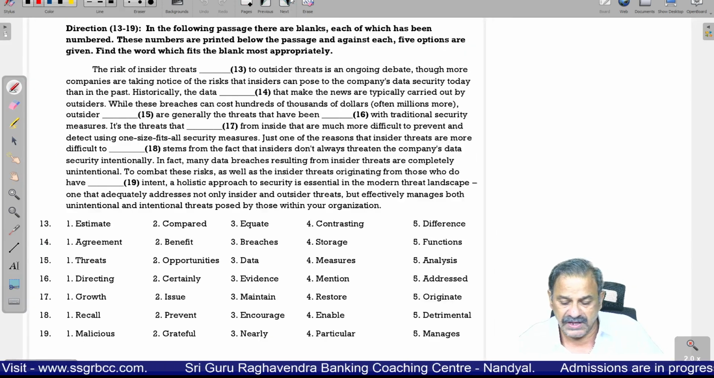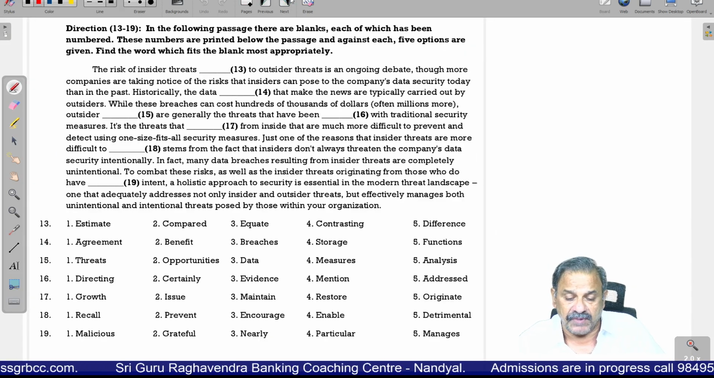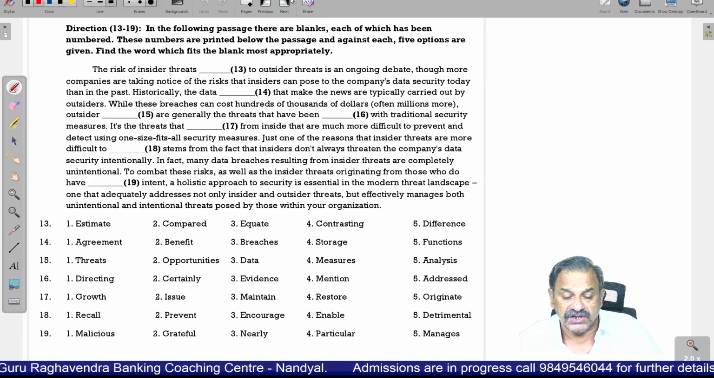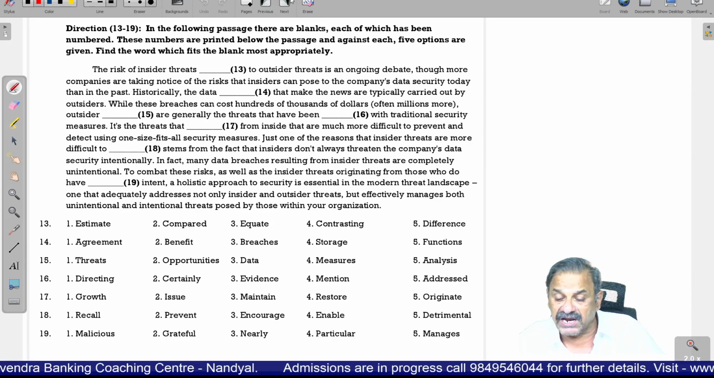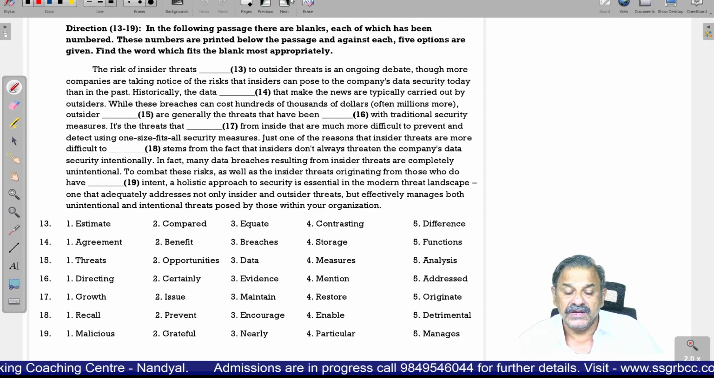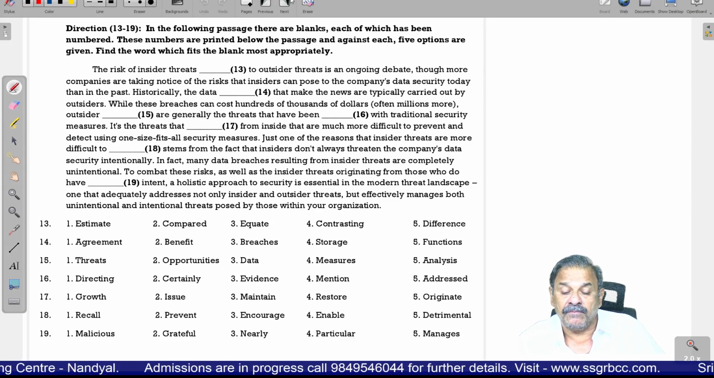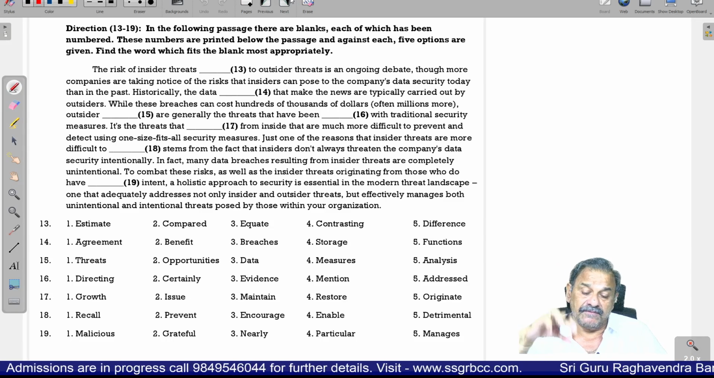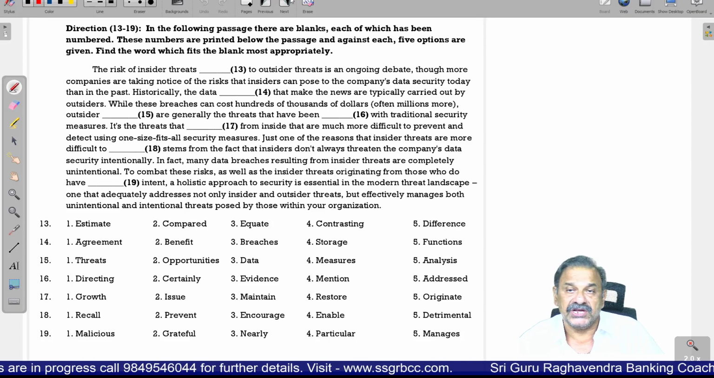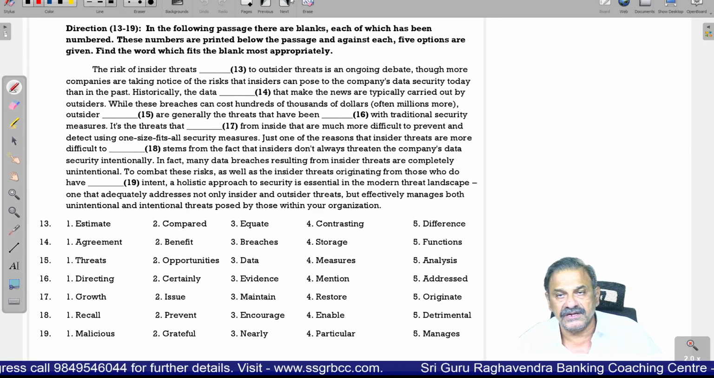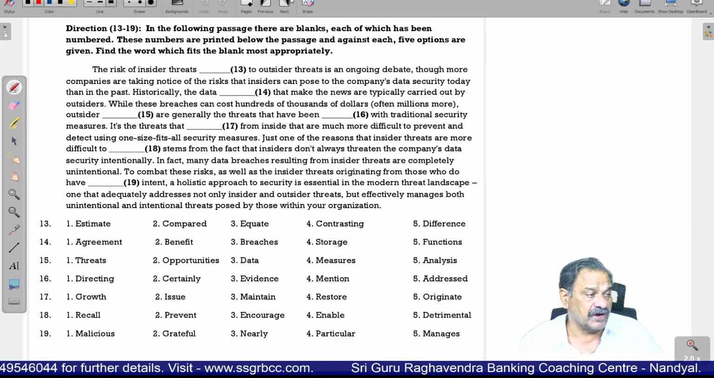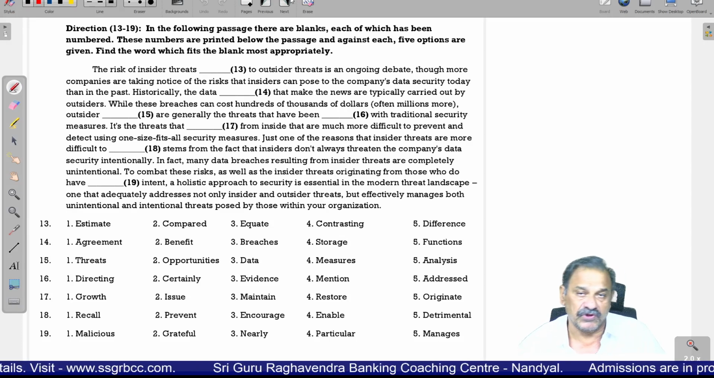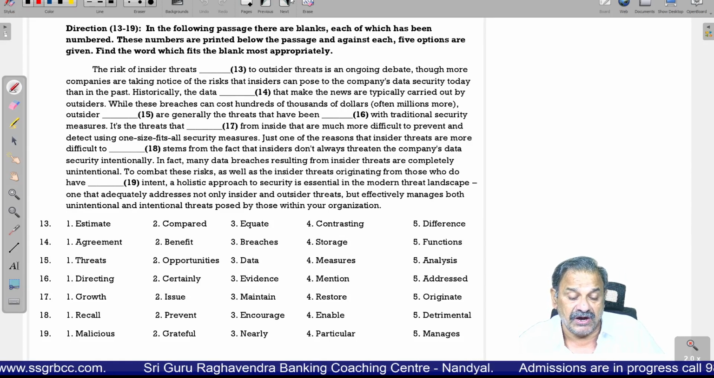Next, the cloze test. In the following passage, there are blanks, each of which has been numbered. These numbers are printed below the passage and against each, 5 options are given. Find the word which fits the blank most appropriately. Here you have to follow 3 things: word order, then tone of the sentence. If you are not in a position to understand the tone of the sentence, then skip. It is best to leave it.